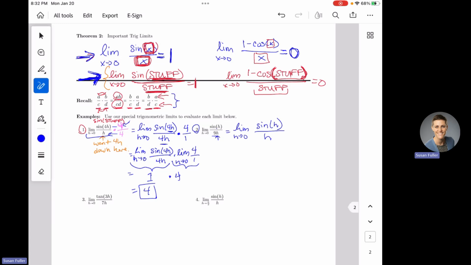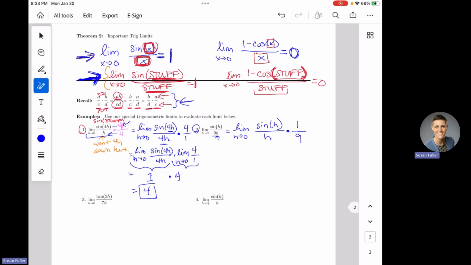So I'm going to reorganize and I'm going to pull that 9 out. Notice the 9 is on the bottom. So I'm going to pull the 9 out separately and put my extra stuff over to the side. That 9's on the bottom, so I'm going to leave it on the bottom. I don't have any extra stuff on top, so I'm going to put a 1 up here. And notice this is the same as what I had before, the sine of h over 9h. If I multiplied across, I would get the sine of h over 9h. These two are the same. I just reorganized a little bit.